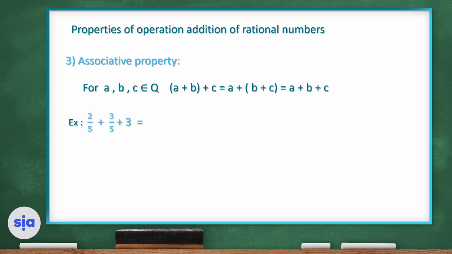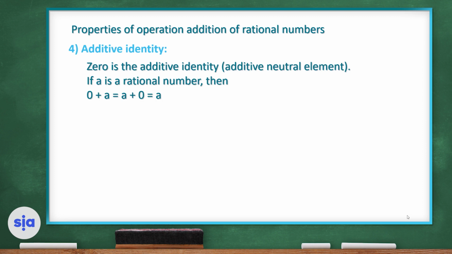Let's take an example. Example, 2 over 5 plus 3 over 5 plus 3. If we put brackets, 2 over 5 plus 3 over 5 and then plus 3. So it's 5 over 5 plus 3, which is 1 plus 3 is 4.